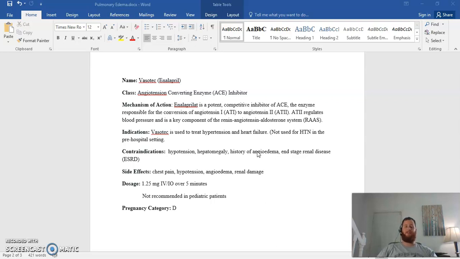Don't slam this drug because it will cause a drastic, unsafe drop in blood pressure and can cause some other issues. It is a pregnancy category D, so let's not give this to pregnant patients. Okay, we have other options.